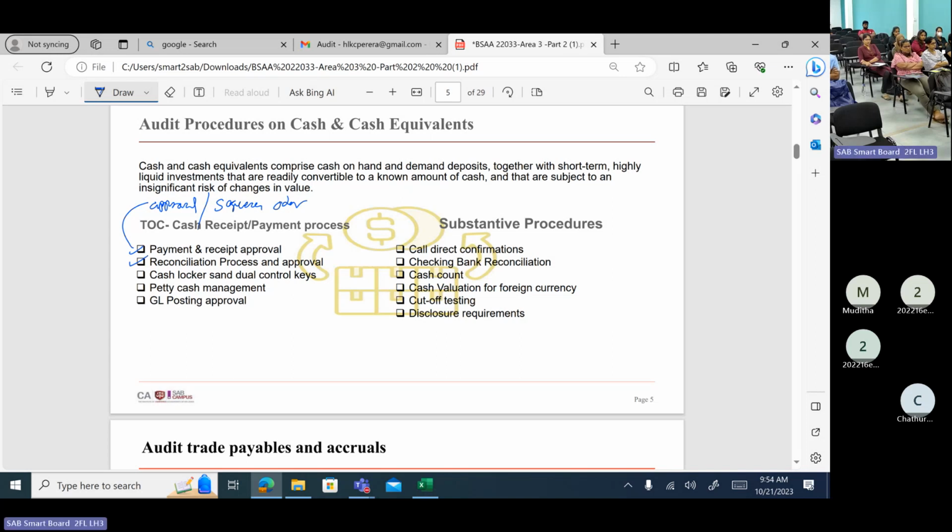So this is kind of a preventive control. Reconciliation, what is this? The detective control. Once you are doing the reconciliation, all the cash payments are already done. The detective control. So then here we have to check the bank reconciliation as a substantive procedure.